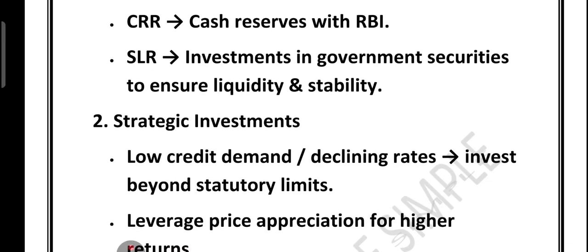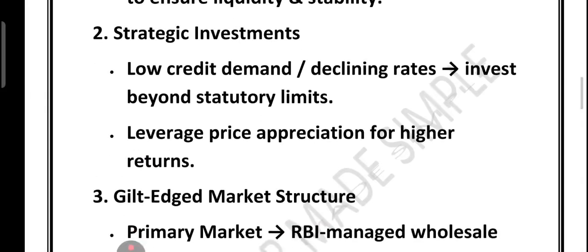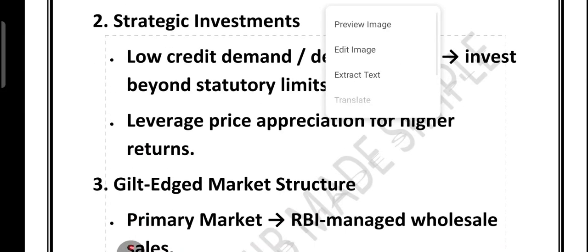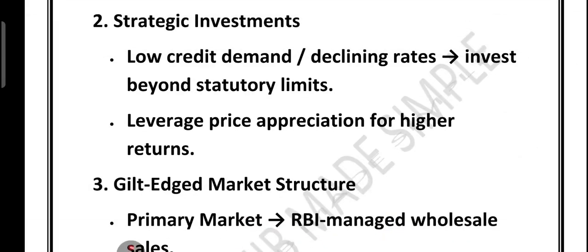SLR means statutory liquidity ratio. Banks invest in government securities to maintain stability and liquidity. So that is called SLR. Right. Now strategic investment. What is the meaning of it? Sometimes, when loan demand is very low or interest rates decline, in that case banks can invest beyond a statutory limit.